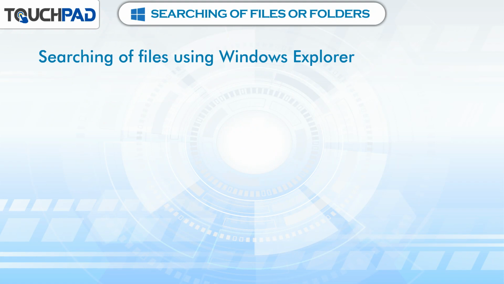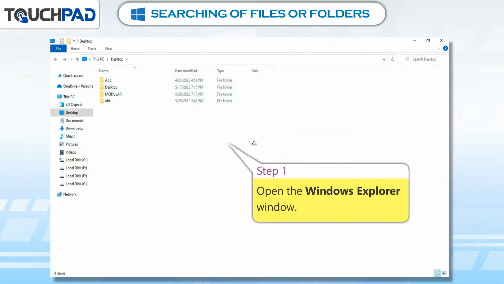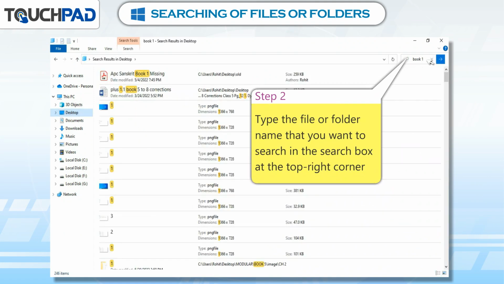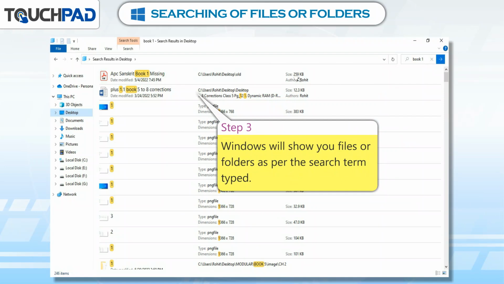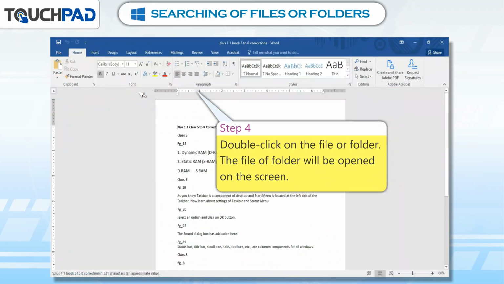Searching of files using File Explorer. We can search the files or folders through File Explorer if we exactly know the name or extension of the file. We need to follow the given steps to search files or folders through File Explorer. Step 1. Open the File Explorer window. Step 2. Type the file or folder name that you want to search in the search box at the top right corner. Step 3. Windows will show you files or folders as per the search term typed. Step 4. Double-click on the file or folder. The file or folder will be opened on the screen.